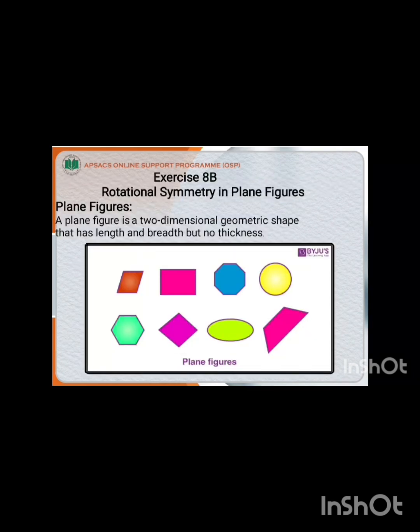Exercise 8B is about rotational symmetry in plane figures. Dear students, here are two words: plane figures and rotational symmetry. First, I will discuss plane figures. A plane figure is basically a two-dimensional geometrical shape that has length and breadth but no thickness. Basically, all 2D shapes are called plane figures. You can see in the picture given below.